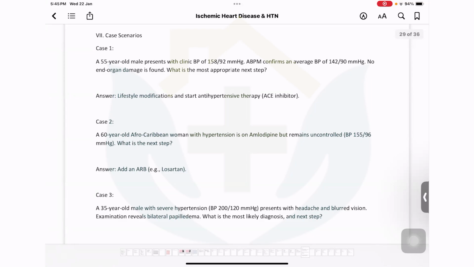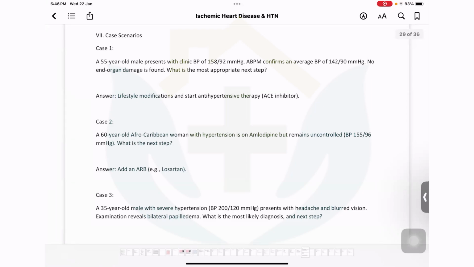A 60-year-old Afro-Caribbean woman with hypertension is on amlodipine but remains uncontrolled. So BP is 155/96. What is the next step? You will add an ACE inhibitor or ARB. So add an ARB, or losartan.